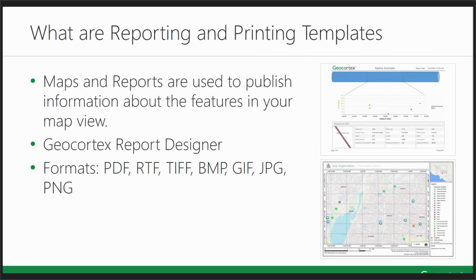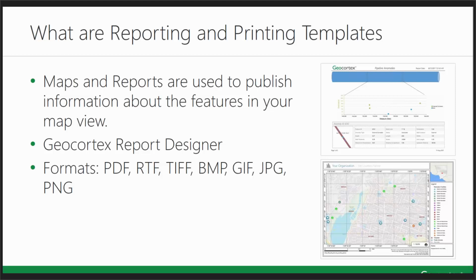So what are reporting and printing templates? Both types of templates are used to share information in a pre-configured format for digital or print outputs. For example, a PDF document. The main difference between a report and a print template is the information they contain. Report templates contain layer information, and print templates contain the current map view. Maps and reports are generated from templates that you create in an application called Report Designer. A template is a file that defines how the data in the map or report is laid out and formatted.